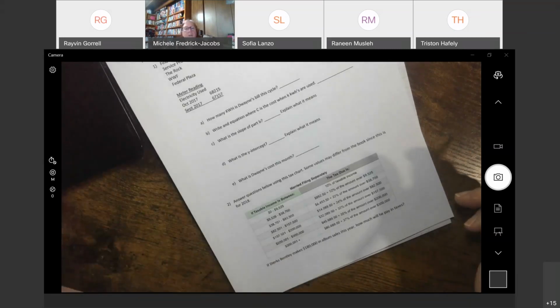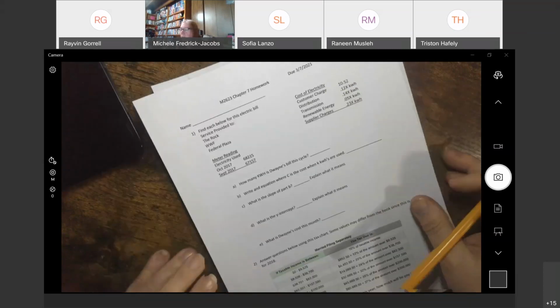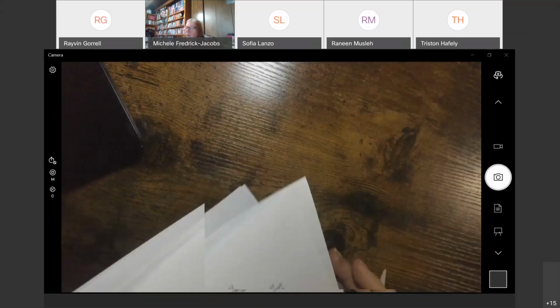If you did already turn in any of this and you want to resubmit, that's fine. It's marked to allow for 3, so you could resubmit it.